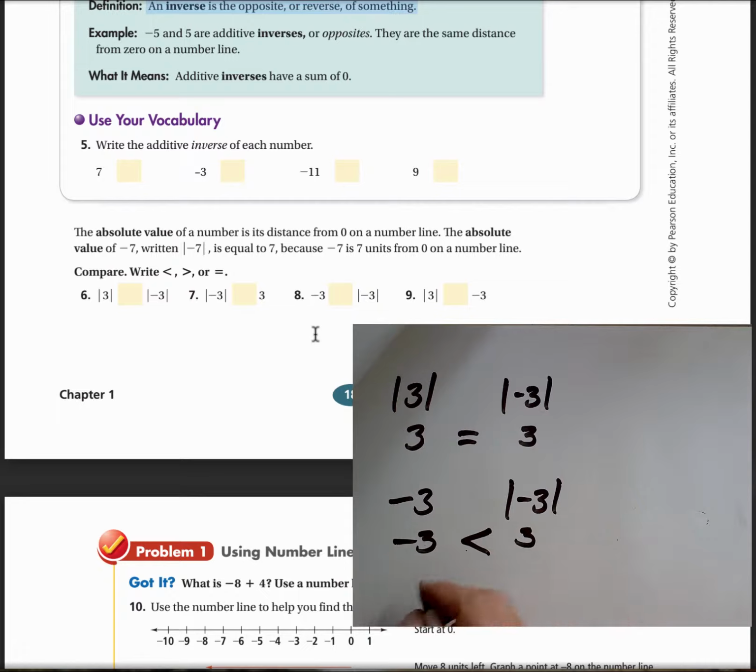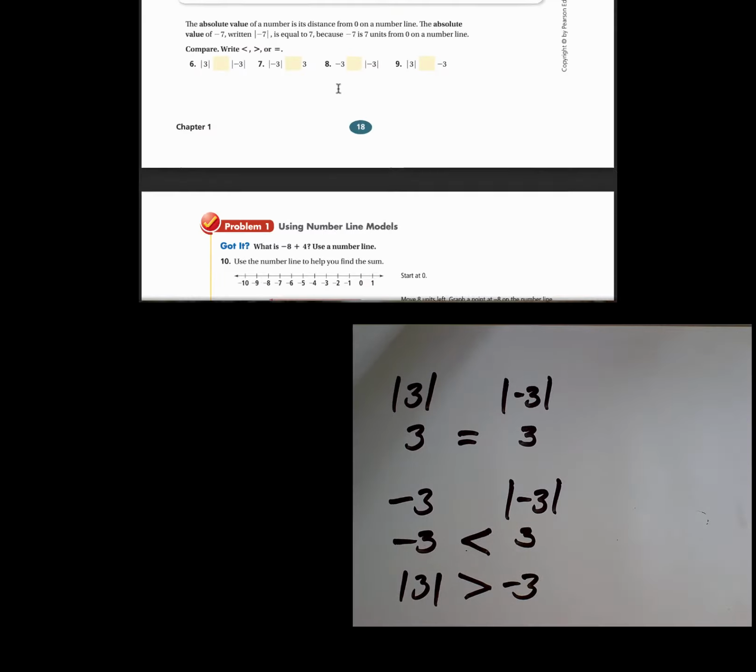What if we had it this way? Absolute value of 3 and negative 3. Well, we know what the absolute value of 3 is. It's 3. So this would be the greater one, so it points away from the greater one to the lesser one. And it says absolute value of 3 is greater than negative 3.